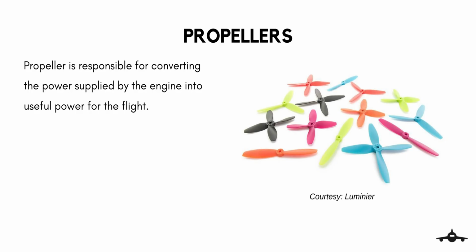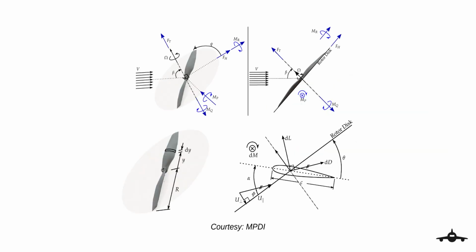Propellers. The analysis of the components of the quadcopter will start with the propeller, since in fact it is the most important element for a multi-rotor team. Each propeller is a rotary wing. The propeller is responsible for converting the power supplied by the engine into useful power for the flight. It is formed by a set of aerodynamic profiles similar to those presented by the wing of an airplane, with a variable angle from the center of the propeller to the tips.